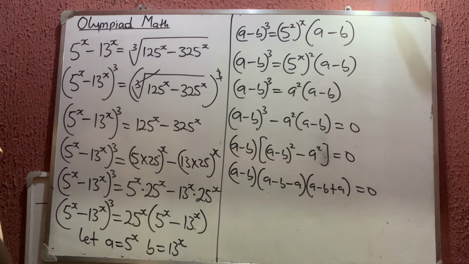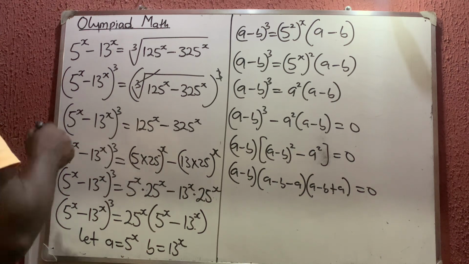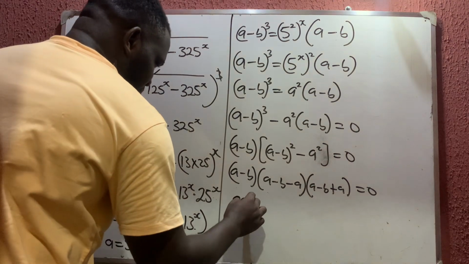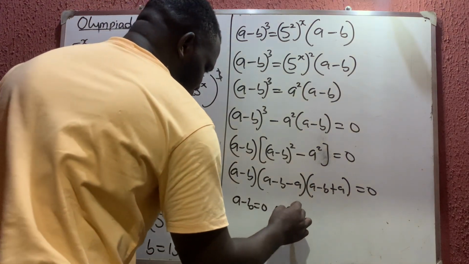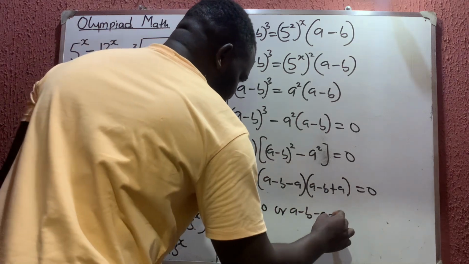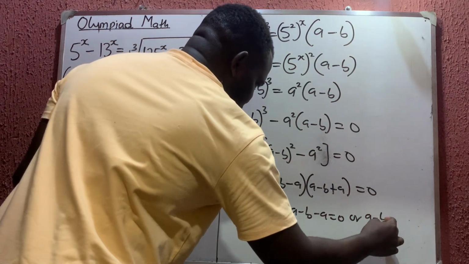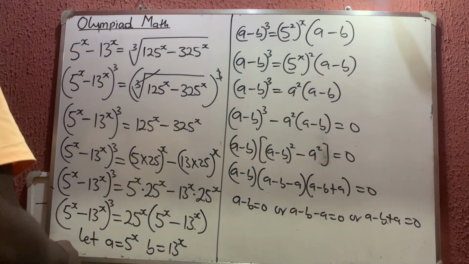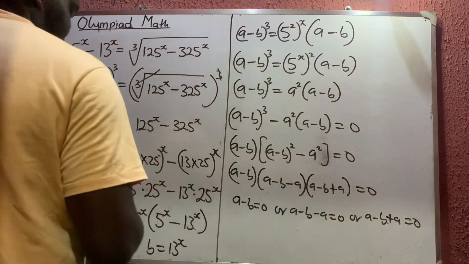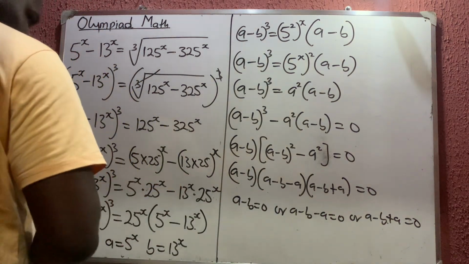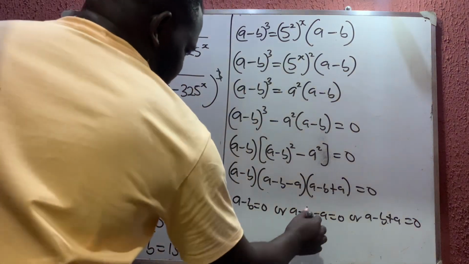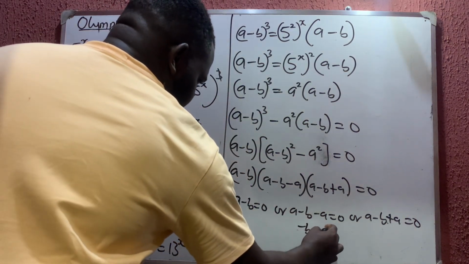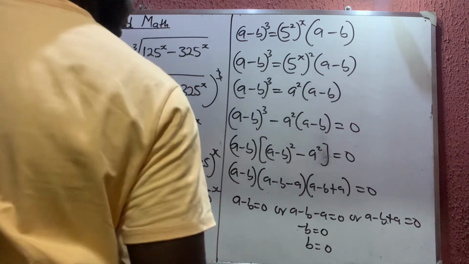Having this now is very easy. When the product of two things is 0, automatically one of them is 0. So I'm having that a − b is 0, or a − b − a is 0, or a − b + a is 0. Okay, so a − a here is gone, so we have that −b is equal to 0, so b is equal to 0 here.